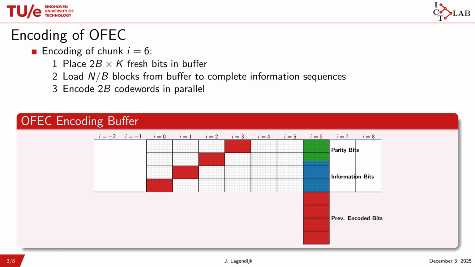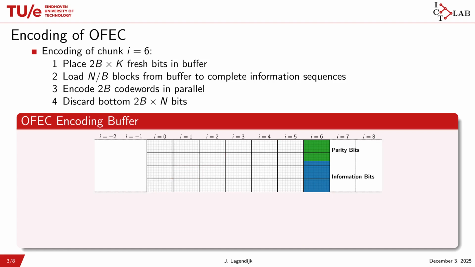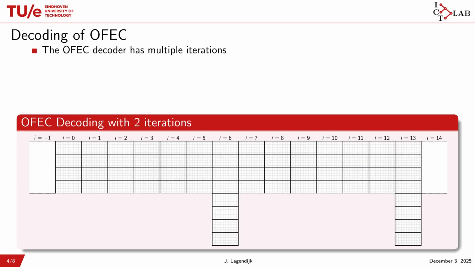Now we can assume chunk i equal to 6 is encoded. We're going to discard the bottom bits. We don't need those anymore for the encoding. We can transmit the blue and the green part, and we can repeat this process for i equal to 7. The next step, after you've received your sequence, is that you're now going to apply the decoding.